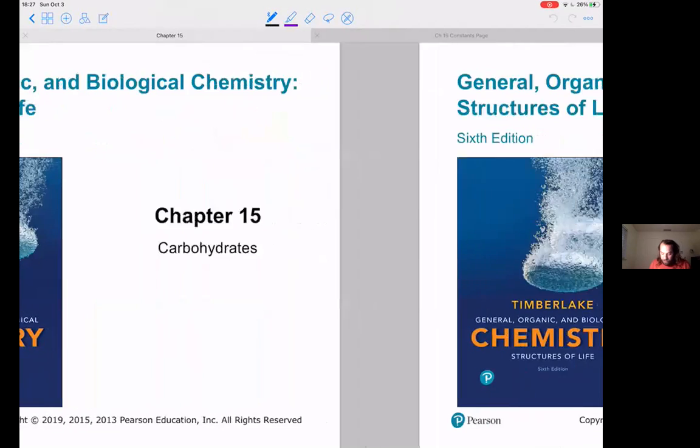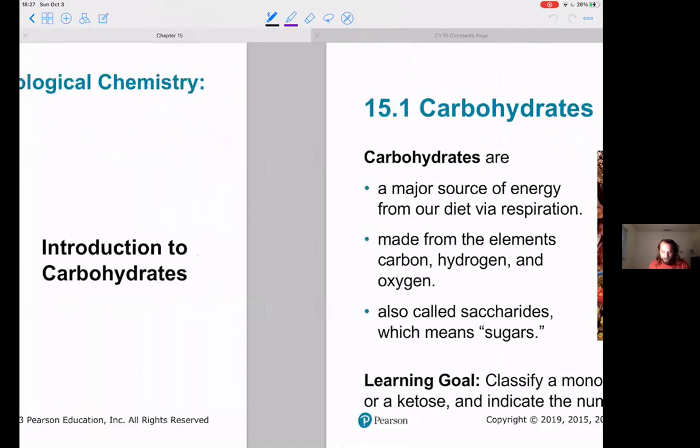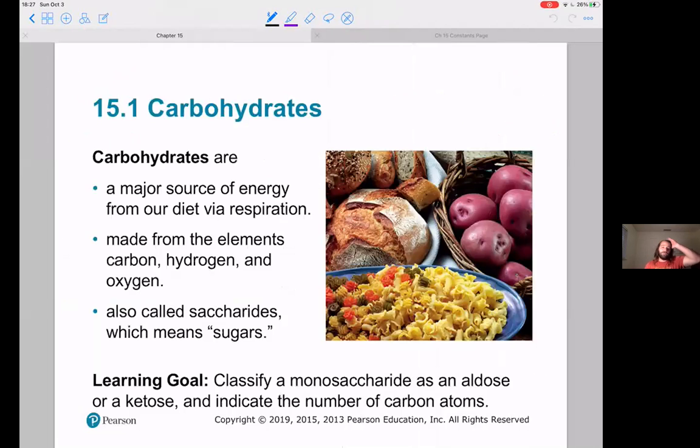First, let's do an introduction to carbohydrates. Many of you might have a broad understanding of what carbohydrates are, as they're our main source of energy that we find in the food that we eat. Sugars are a form of carbohydrate. Human beings consume carbohydrates, and they are broken down within our body to produce energy. This is a process called respiration. They're always made up of just the elements carbon, hydrogen, and oxygen.